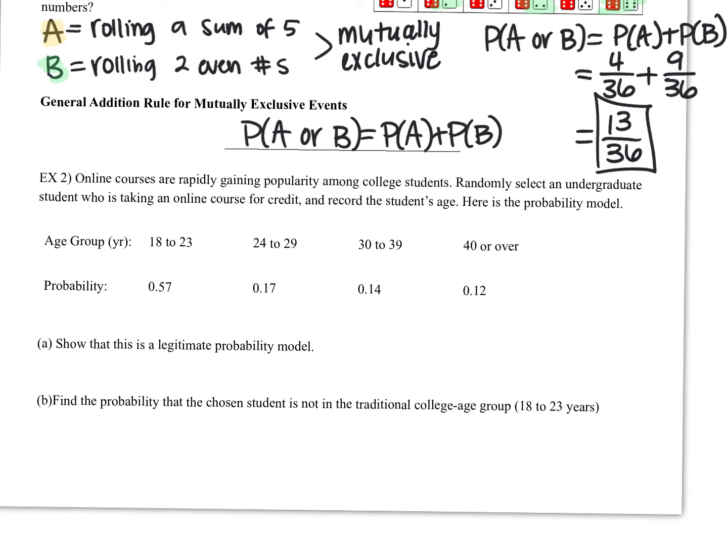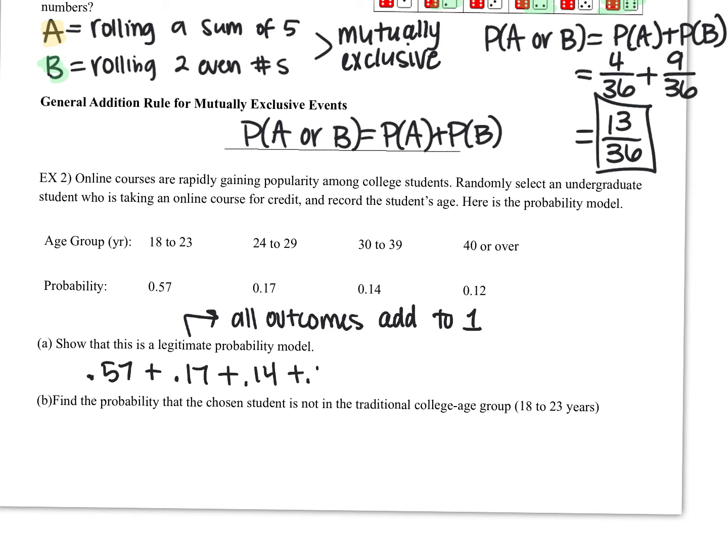So the first thing we want to do is show that it's a legitimate probability model. So remember, all outcomes add to 1. So we're going to do 0.57 plus 0.17 plus 0.14 plus 0.12. And we get 1. So we're good.